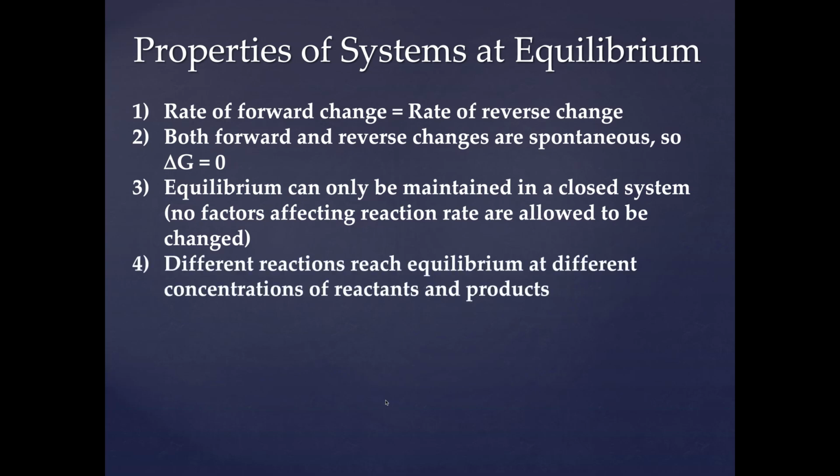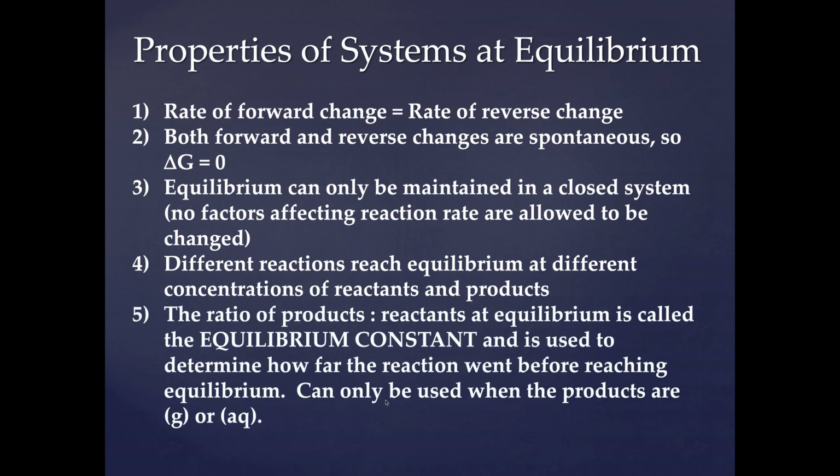Different reactions will reach equilibrium at different concentrations of reactants and products. The concentrations are not equal. They're constant, they're not changing, but they're not equal. The rates are equal, the concentrations are constant. And what those concentrations are will give us a clue as to how far a reaction went before reaching equilibrium. The ratio of products to reactants at equilibrium is called the equilibrium constant. But this only applies for reactants and products that are gaseous or dissolved in water. Solids cannot be involved in this.